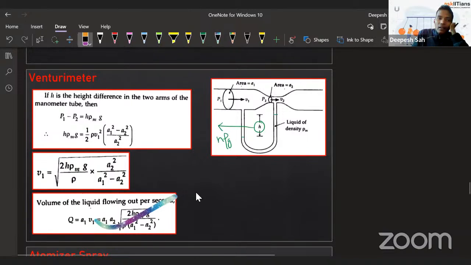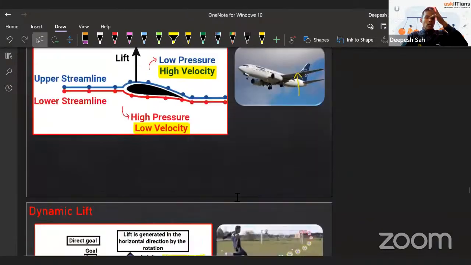Slightly complicated, I agree. The formula is complicated, but the theory is not. You will do 2-3 problems and it will be done. All the questions out of Bernoulli's principle are doable if you know the concept, that is, when pressure will increase and when velocity will decrease. If you know it, questions are solvable.